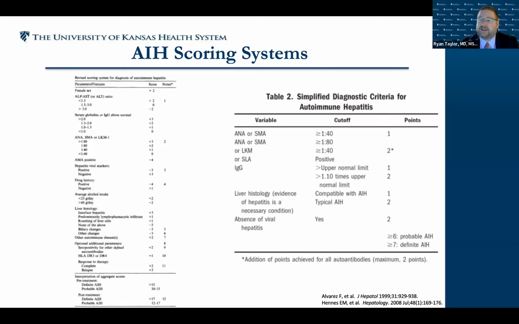So really not very practical from a clinical perspective, but it was used mostly for research trials. And then on the right, you can see the more simplified diagnostic criteria that we use. This is important to highlight the things that we look for. Specifically, we look at the presence of autoantibodies, such as the ANA or smooth muscle antibody, the presence of IgG elevation, the liver biopsy histology, and then making sure we rule out other viral hepatitis, such as hepatitis C. By doing that, this is a much more facile system that we can use for our patients and more clinically applicable. Next slide.